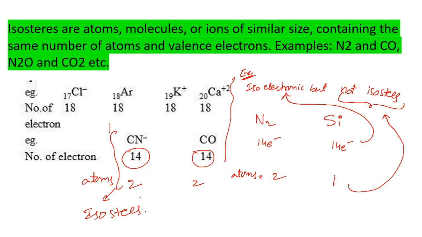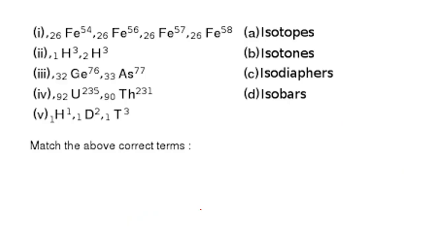So I can give one statement here. All isosters are isoelectronic. But not all isoelectronic are isosters. The reverse is not possible. Okay, the reverse may or may not be. Okay, here one example is there.